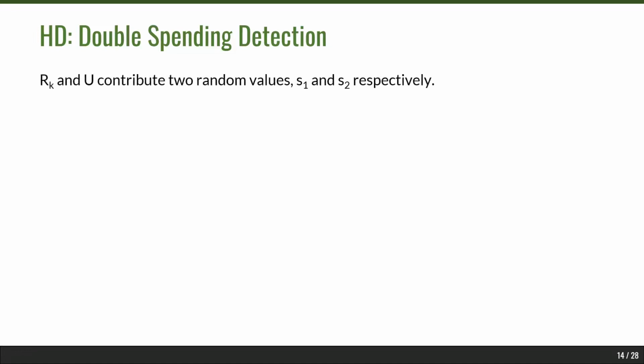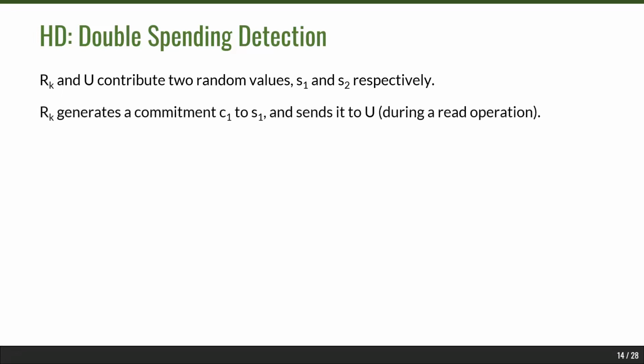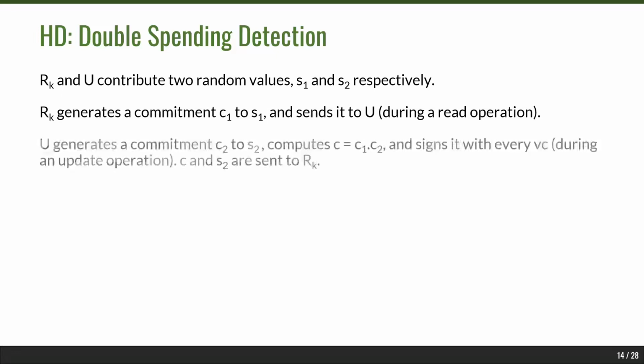We also make use of a double spending detection mechanism in our database, where the reader and the updater compute two random values S1 and S2 respectively. And the reader generates a commitment C1 to S1 and sends this commitment to U during a read operation. U in turn generates a commitment C2 to S2 and computes C, which is the result of a homomorphic operation between C1 and C2, and signs this commitment along with every vector commitment that is sent to the other party during an update operation. The commitment and S2 are both sent to the reader.